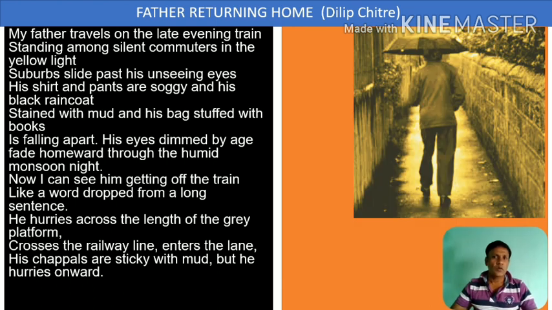He hurries across the length of the grey platform, crosses the railway line, enters the lane. His chappals are sticky with mud, but he hurries onward. After getting off the train, the father hurries onward to his home. He wants to reach his home early. He crosses the grey platform and the railway line and finally enters the lane. Lane means the way, the path that leads to his home.